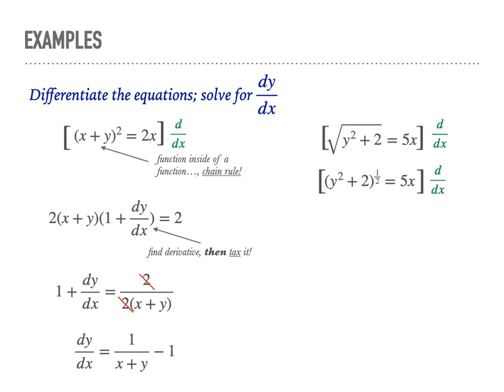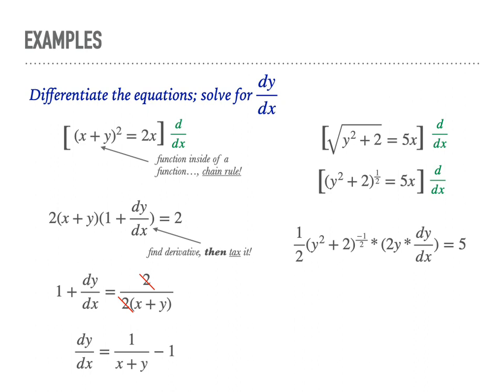So first what we're going to do is bring the 1/2 down and use the power rule. So 1/2 times (y^2 + 2), and then 1/2 minus 1 is negative 1/2 due to the power rule. And then find the derivative of the inside function, which is y^2 + 2, and the derivative of that is 2y times dy/dx, because remember you've got to tag on those dy/dx's, and then the derivative of 2 is just 0, so I just didn't put the 0.